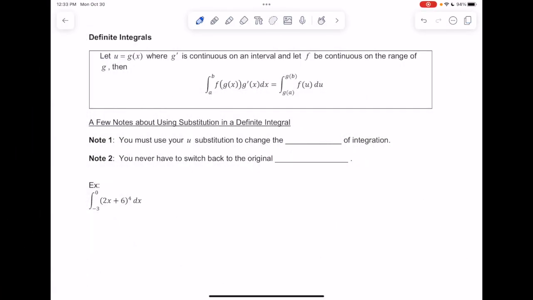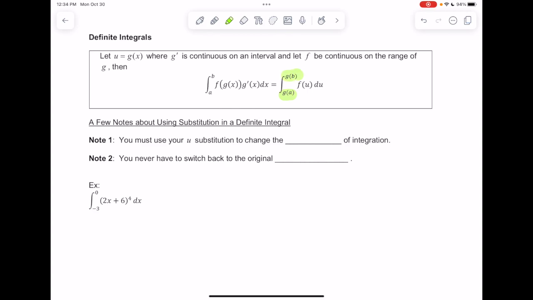All right, continuing on with substitutions, but now we're going to look at it in the context of a definite integral. So let u equal g of x, where g prime of x is continuous on an interval, and let f be continuous on the range of g. Then if you're doing the definite integral of f of g of x times g prime of x dx, you can make a substitution where u equals the inside function g of x to get f of u du, just like we did before. But the thing that's going to be different now is we have to remember to also substitute for our limits of integration.